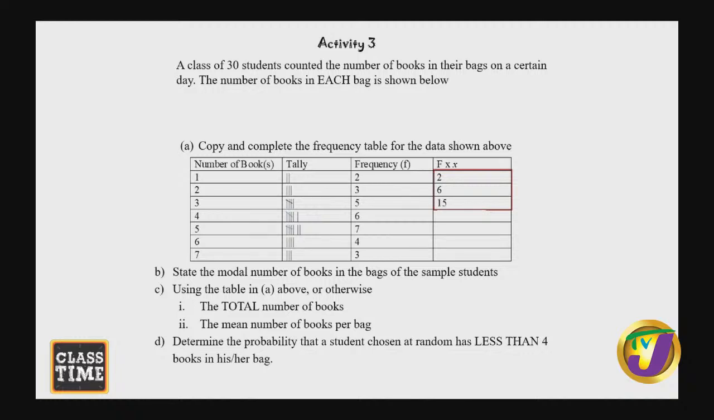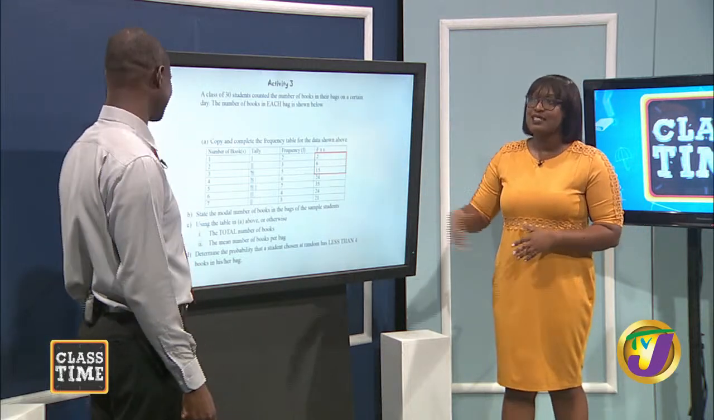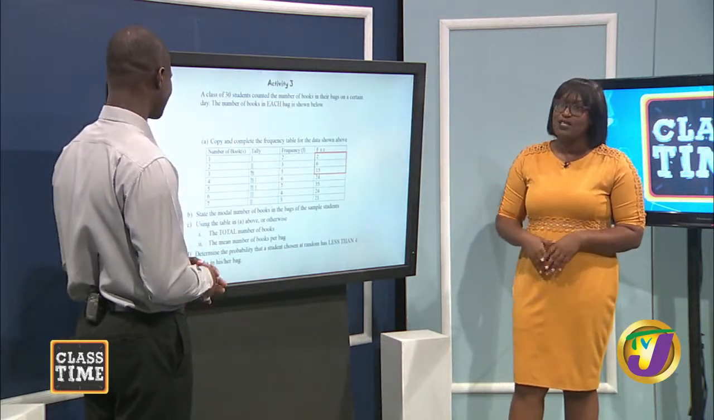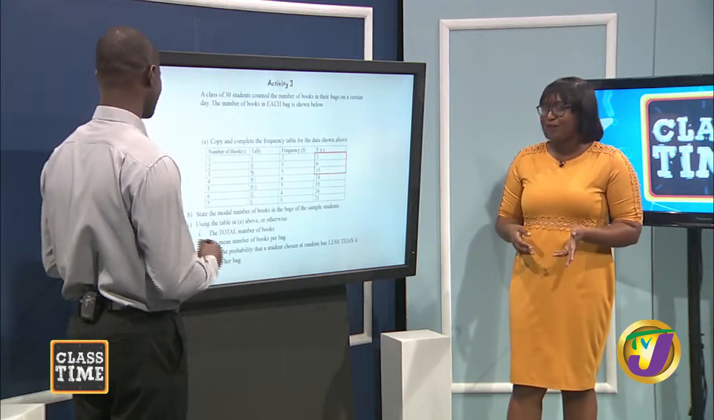So as you can see, we have 5 people having 3 books in their bag, so in total we have 15 books. Then 24, 35, 24, 21. Now, for the total number of books, are we finished there? Well, we haven't found the total as yet. Having done F multiply X, we still need to summate this column. So we need to sum all of these numbers: 2 plus 6 plus 15 plus 24 plus 35 plus 24 plus 21.